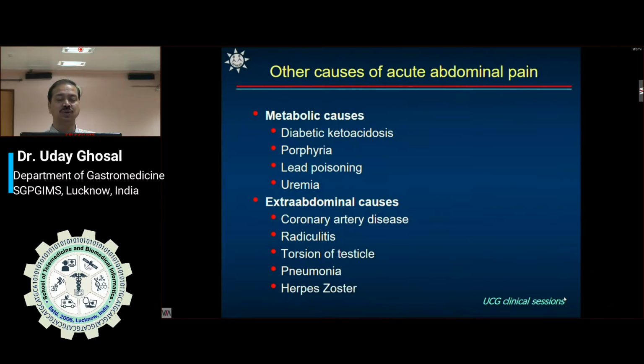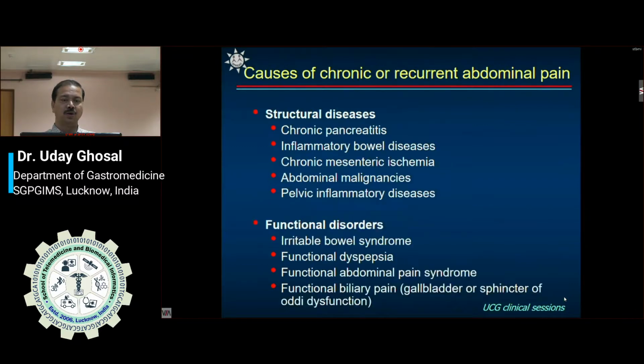Coronary artery disease and radiculitis. Radiculitis means the paravertebral ganglia or the roots of the nerves are inflamed. Torsion of the testicle, pneumonia and herpes zoster. All these are truly not abdominal causes, but still can present as abdominal pain. Okay, so I'll skip this.